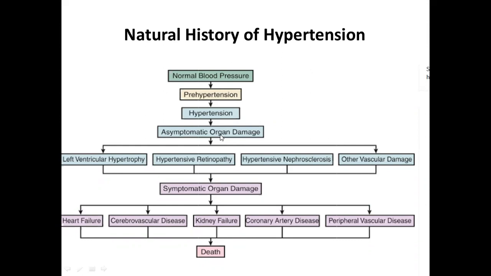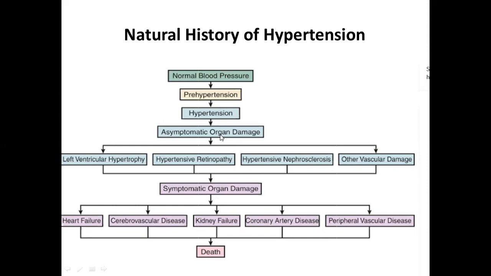If the patient has already developed asymptomatic organ damage and hypertension is not treated, then they will develop other features like left ventricular hypertrophy, retinal changes, and renal impairment due to hypertensive nephrosclerosis, and other peripheral organ damage can occur. If we don't intervene at this stage, then the patient can have symptoms of the organ damage.